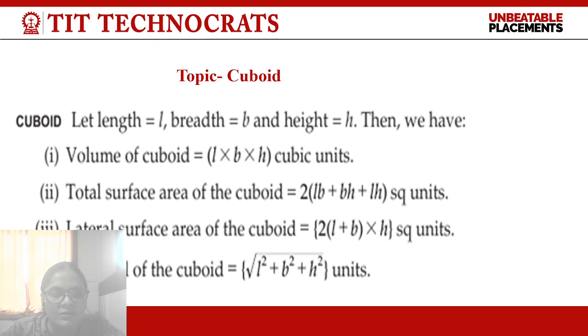Now the third formula is the lateral surface area of a cuboid. In lateral surface area, we exclude the base and the top of the cuboid. So the area of the four sides will be equivalent to 2 times length plus width into height. And the diagonal of the cuboid is equivalent to the square root of length square plus width square plus height square. Let's start with the question.